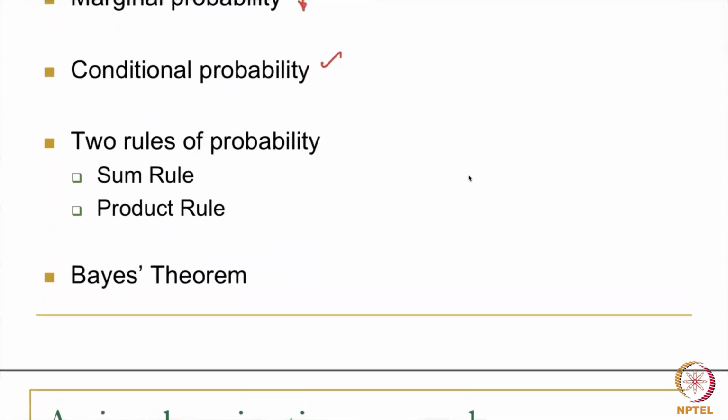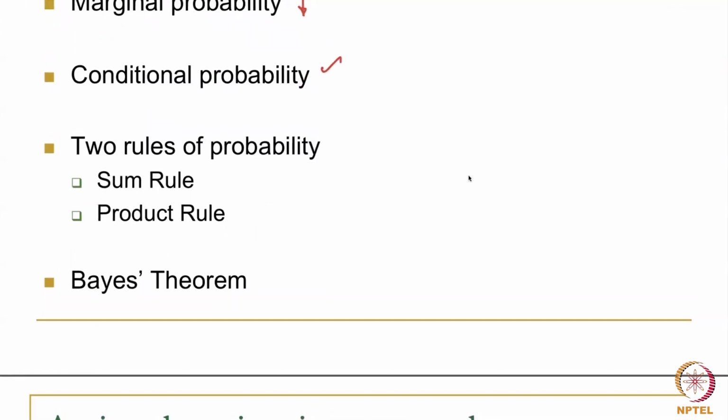We will show two rules of probability that arise naturally, the sum rule and the product rule. You'll see that these are very intuitive rules. And finally, we'll see how the product rule leads directly to Bayes' theorem at the end of this video.